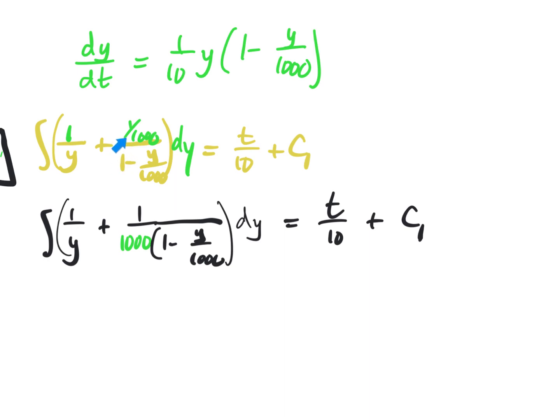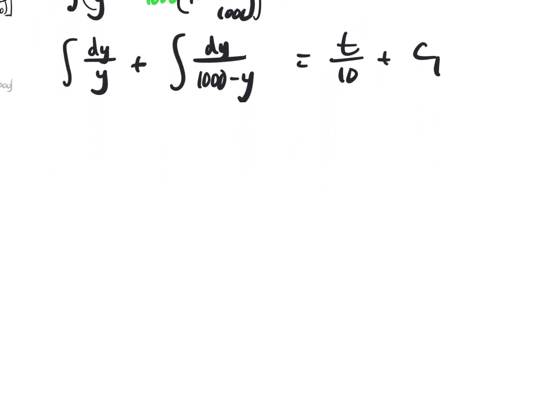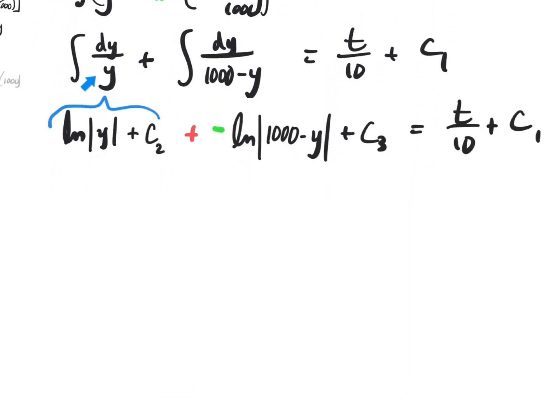All right, rewrite these fractions in this way. Distribute the 1,000. Which simplifies that a bit. And then let's do the integral of each term separately. And we're ready to roll. So the antiderivative here is a natural log of the absolute value of y plus some constant. I'll call it a different constant than this one, c2. And then plus the antiderivative of this, which is the natural log of the denominator.